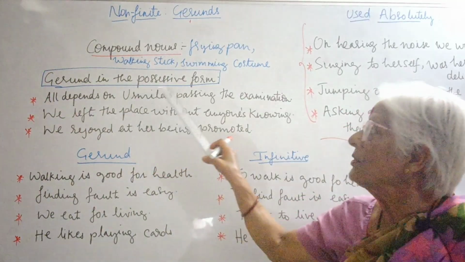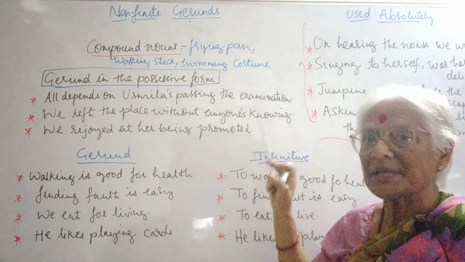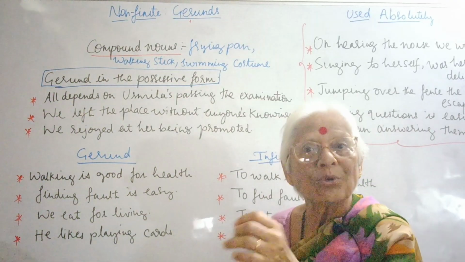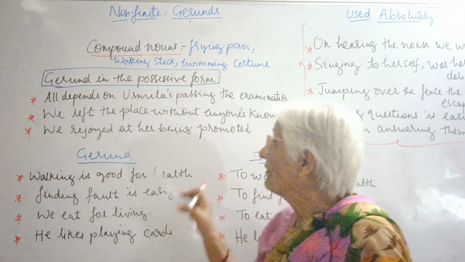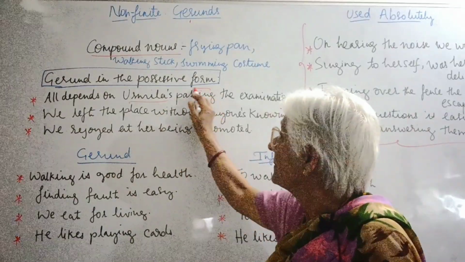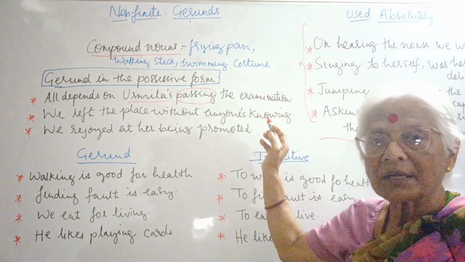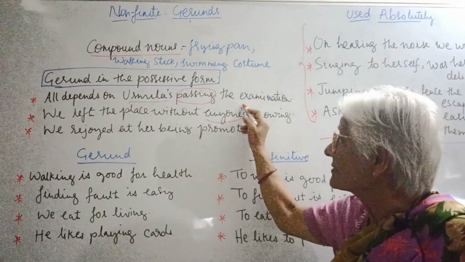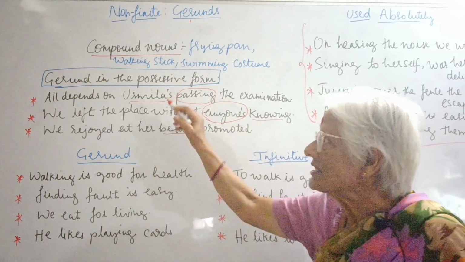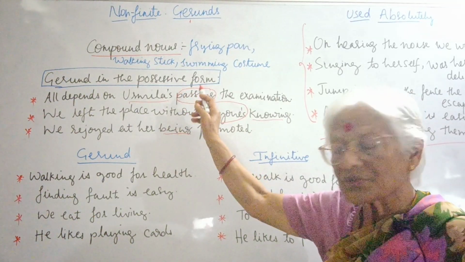Then gerunds can also be used in a possessive form. Look, all depends on Urmila's passing the examination. Or, all depends on passing the examination by Urmila. Instead of that, I have used the possessive form: Urmila's passing the examination. We left the place without anyone's knowing. Again, anyone's is a possessive form, and knowing is your gerund. So all these explain how we use gerunds in their possessive forms.